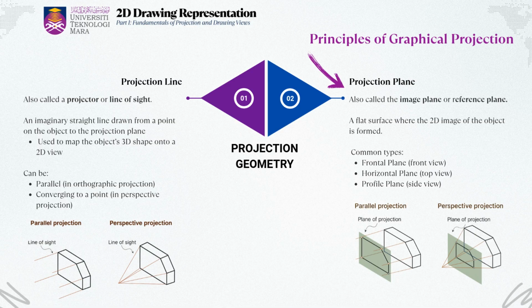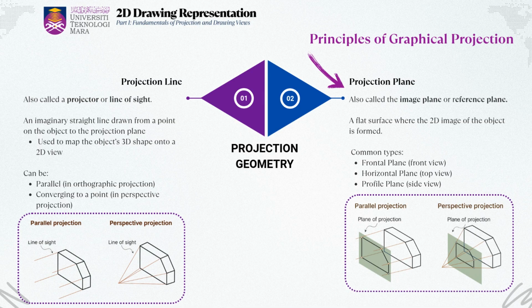If you look at the bottom diagrams, you'll see the difference between parallel projection, where lines don't meet, and perspective projection, where lines meet at a point. That's the geometry behind everything we draw in technical drawing, and understanding this will help you see how a 3D shape becomes a set of 2D views on your paper.